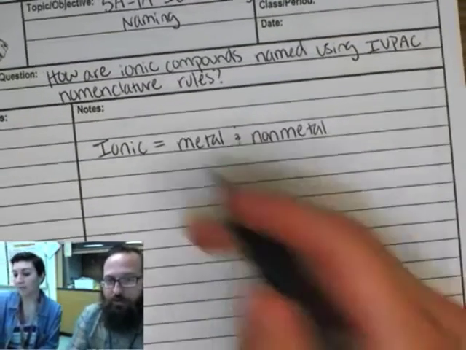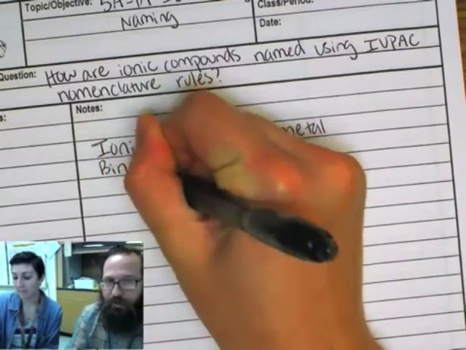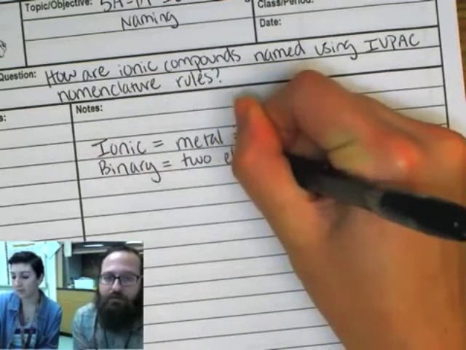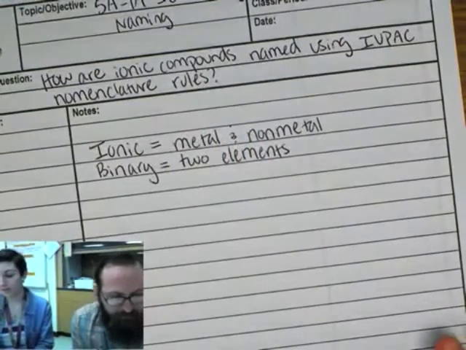So I know a bicycle has two wheels, so binary is going to be two elements? That's right. Two elements. All right. So we're talking about compounds here, ionic compounds.